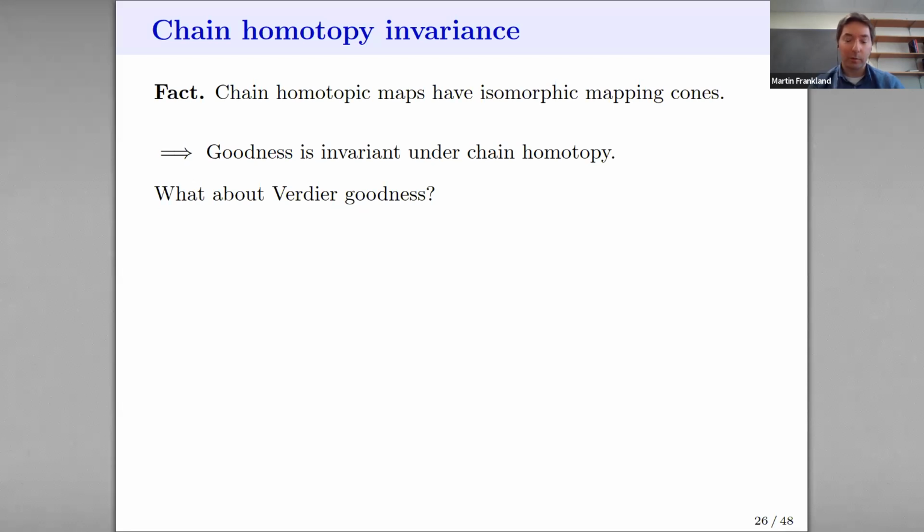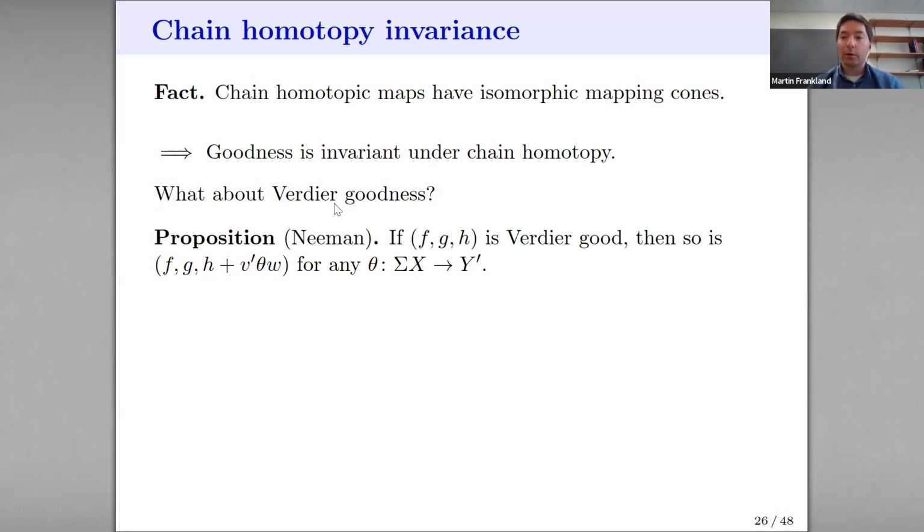It's certainly not clear from the definition. There are certain cases where that is known. For instance, Neeman observed that if you change that third component H, you just add a lightning flash to it, that's a special case of chain homotopy, it's of a very special form, then that doesn't change Verdi goodness. So that's a weak form of chain homotopy invariance.